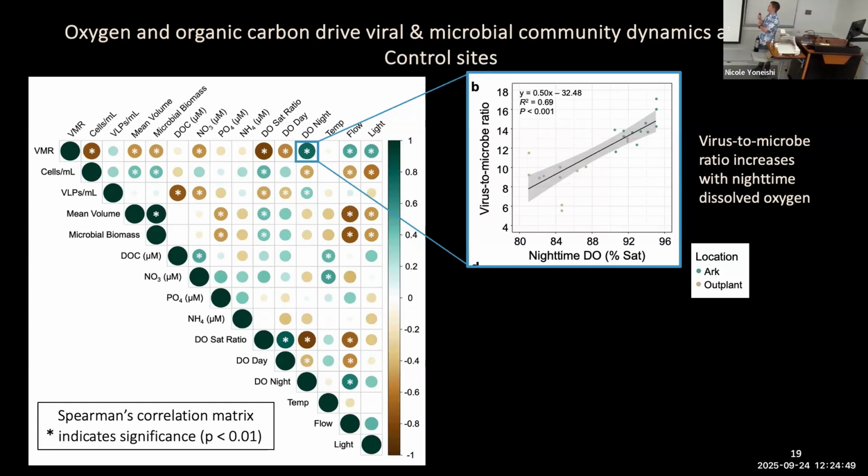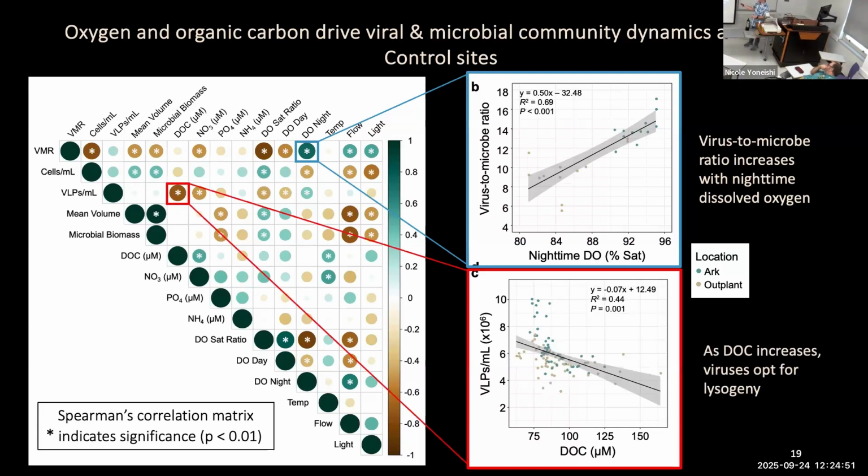The other thing is that this is kind of confirming the microbialization dynamic. As we see dissolved organic carbon go up, we see the number of viruses go down, which is really indicating to us that as organic matter in our system increases, viruses are switching these metabolic strategies towards lysogeny.